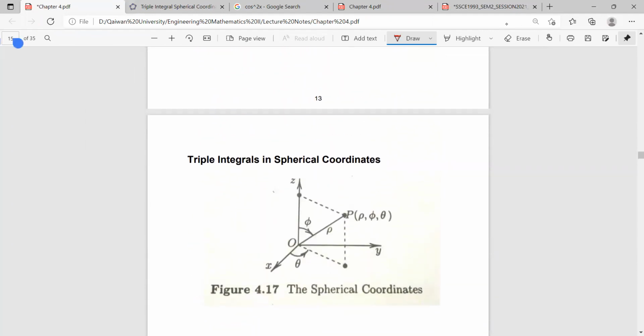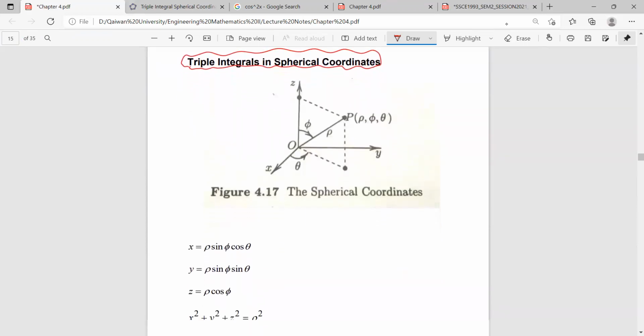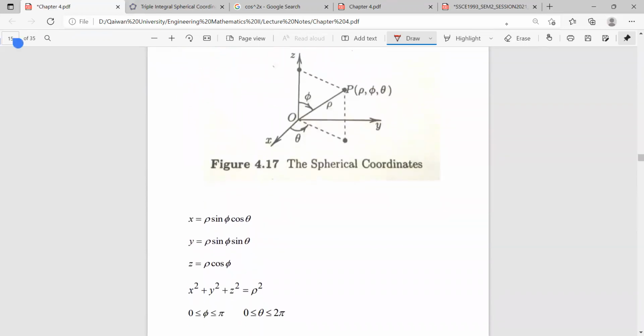We now have another type of triple integrals, which is triple integrals in spherical coordinates. Up to now, we talked about triple integrals in Cartesian coordinates, triple integrals in cylindrical coordinates, and now we have triple integrals in spherical coordinates. For the triple integrals in spherical coordinates, we replace each x by rho. This is read as rho, it's not p.